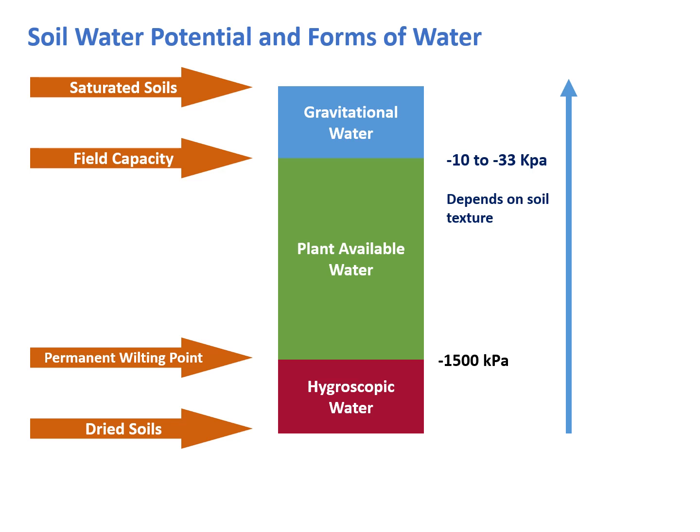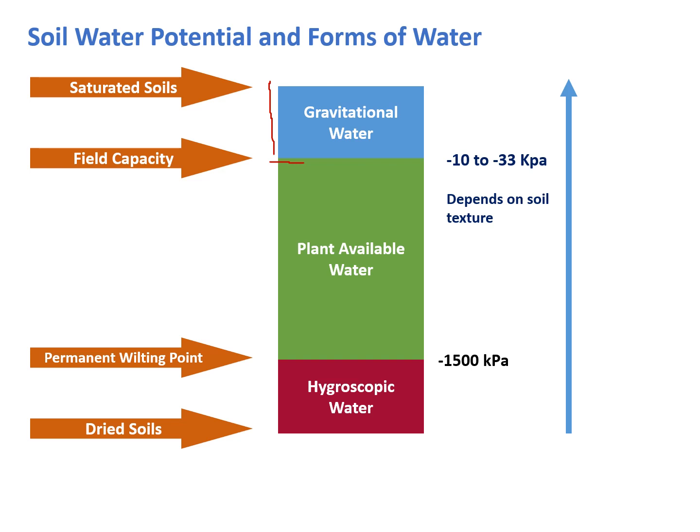Then we have plant available water and hygroscopic water. And we have two terms which we use, that is field capacity and permanent wilting point. So this is a point where there is a field capacity, and above that is basically gravitational water. So when the water potential is more than minus 10 to minus 33, because for some soils it's minus 10, and for some soils it's minus 33, or in between, depending on the texture or amount of sand and the clay.